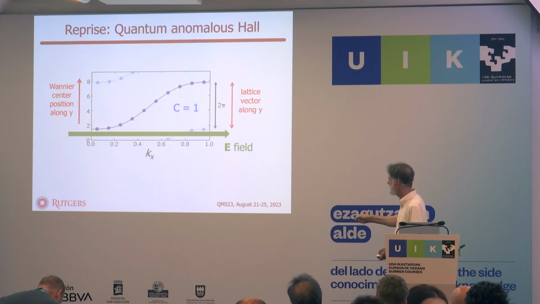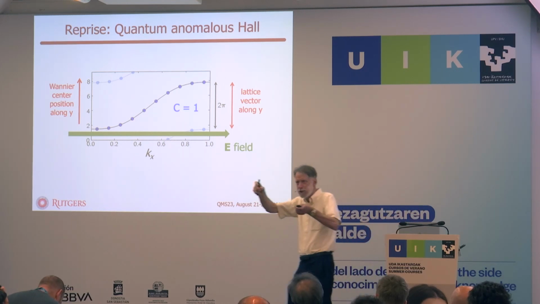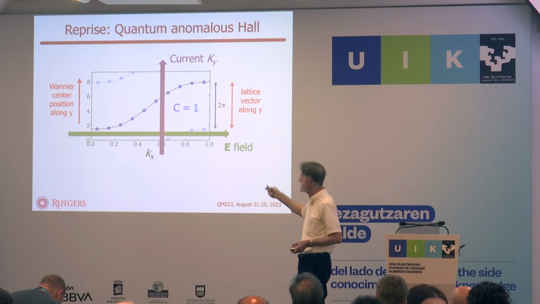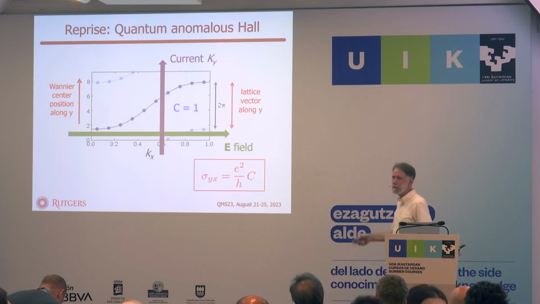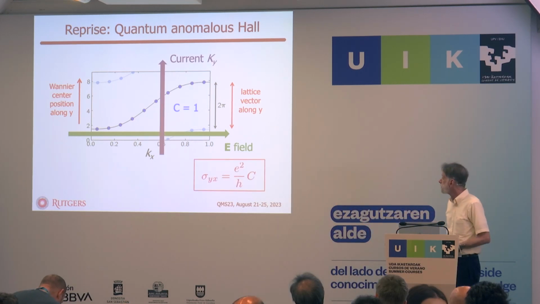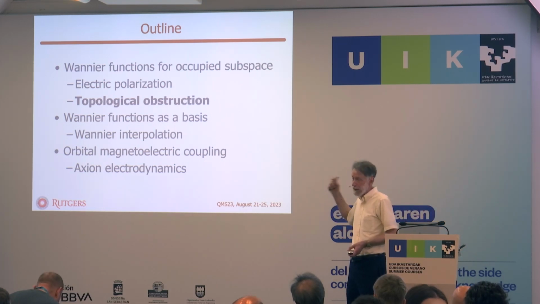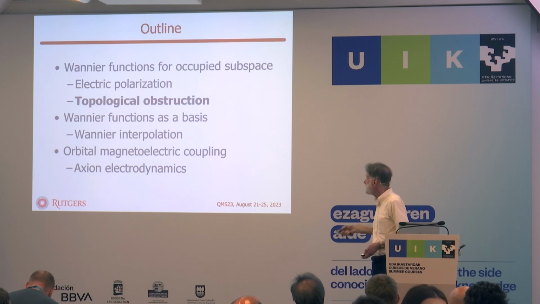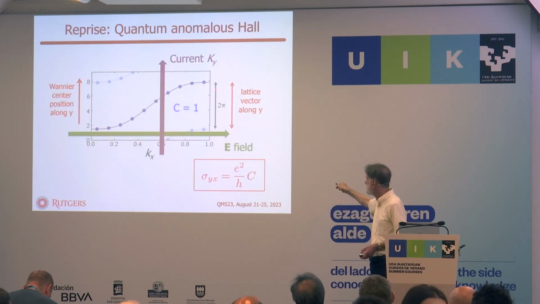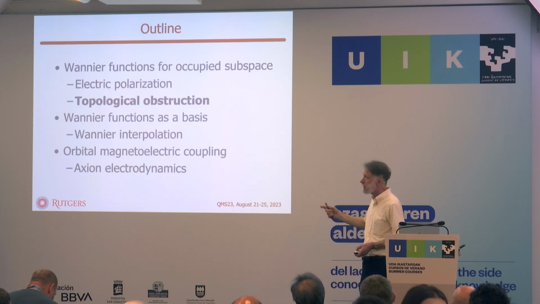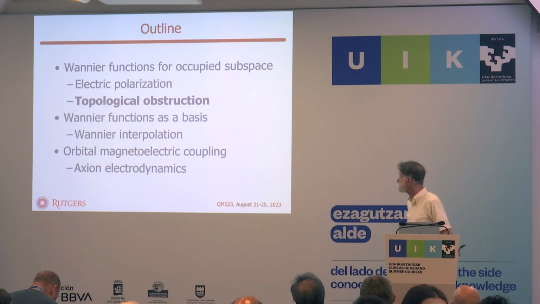You drive an electric field. All these Wannier center positions shift in the y direction and generate a current in the y direction, and that current is the anomalous Hall conductivity. And it's quantized in the quantum anomalous Hall case because, as I said yesterday, the Berry phase has to evolve by 2 pi as I go across the Brillouin zone, and so that gives you the quantization.